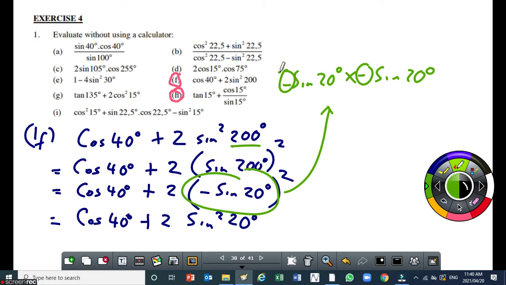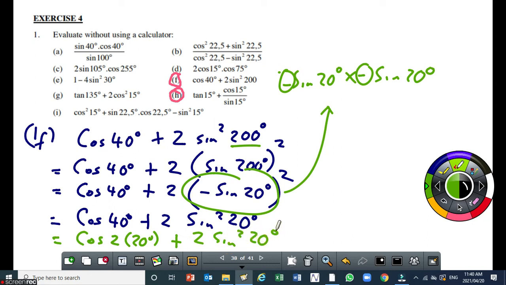Then now look here. I'm sure you can see that this 20 degrees is half of the 40. So we can use the double angle here using the 20 degrees. So we can write this cos 40 degrees as cos 2 times what? 20 degrees. Plus, well, I can carry on doing it many ways, but I'm going to do it this way. So plus 2 sine squared 20 degrees.